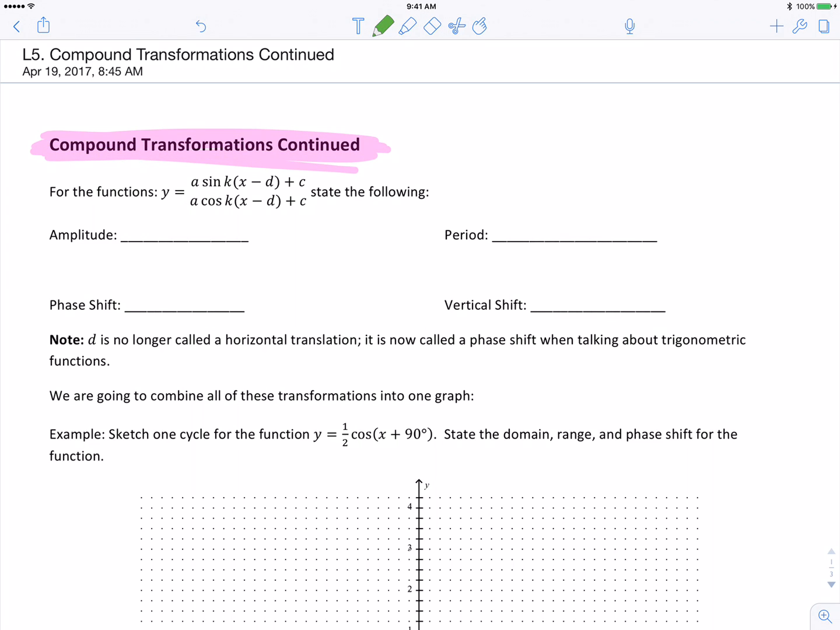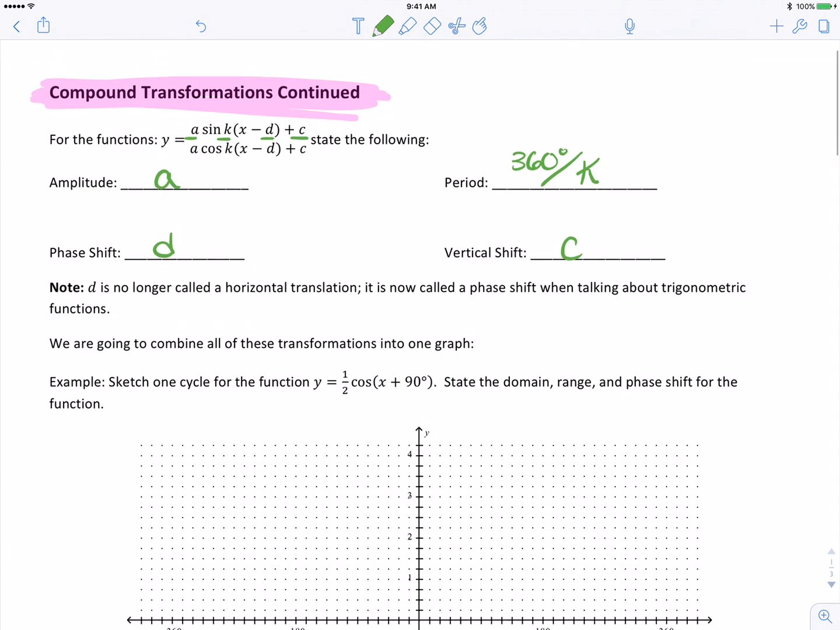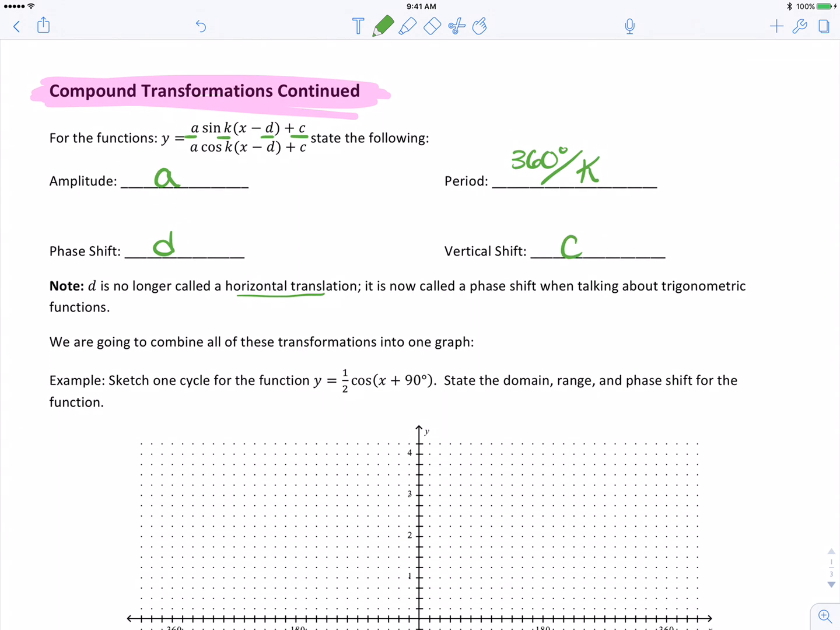As a recall from last time, remember if I have the equation a sine k x minus d plus c, the amplitude is always the a out front. Period, remember, is 360 degrees divided by the k value. Phase shift is that shifting left to right. It's the d value, and my vertical shift is the c value on the end. So make sure you see where all of these variables are found in an original equation. Again, just recall that we don't call them horizontal shifts, we call them phase shifts, but they're the same thing.